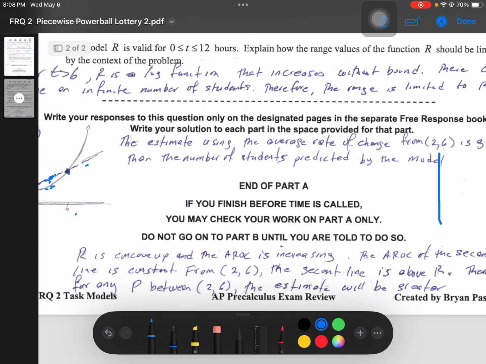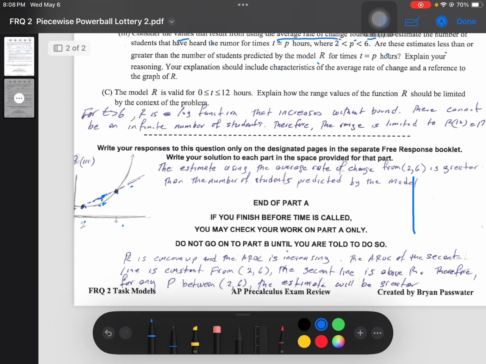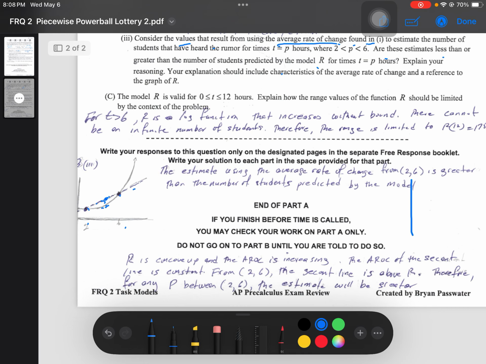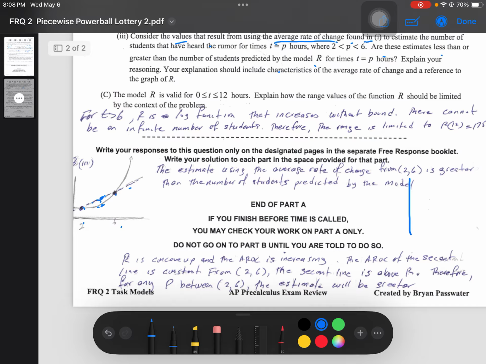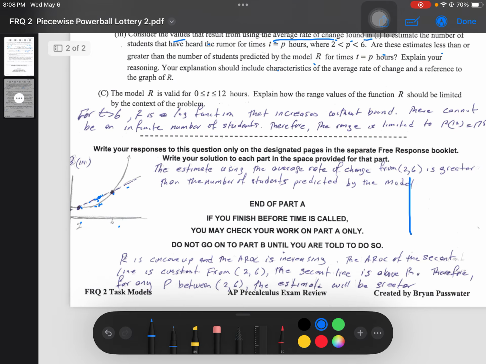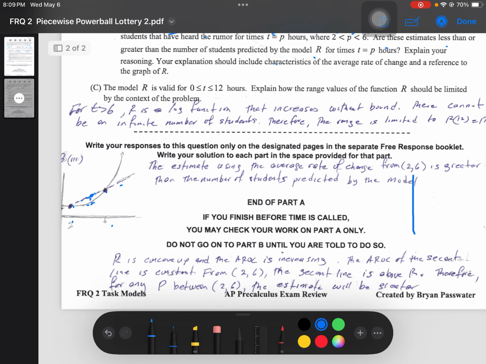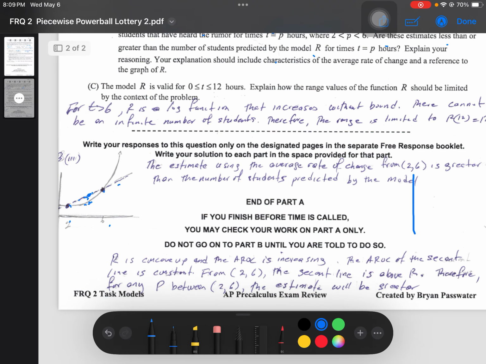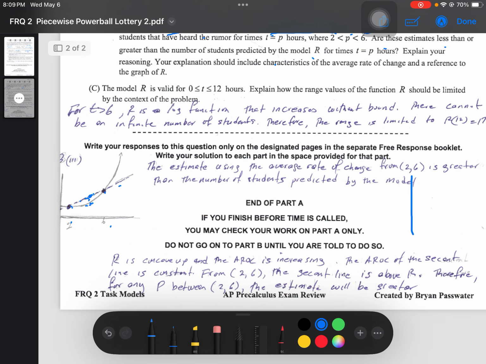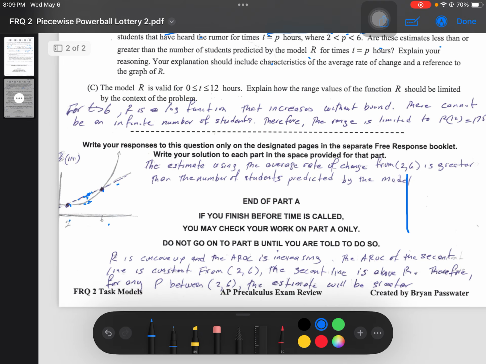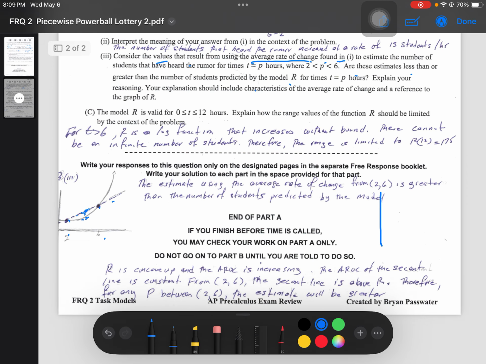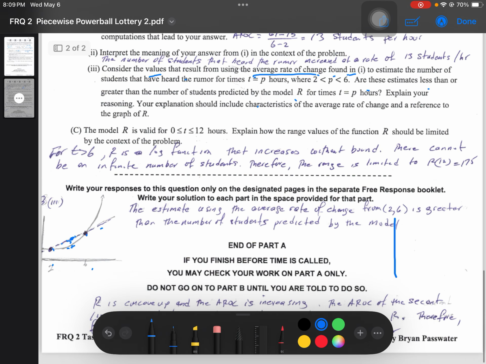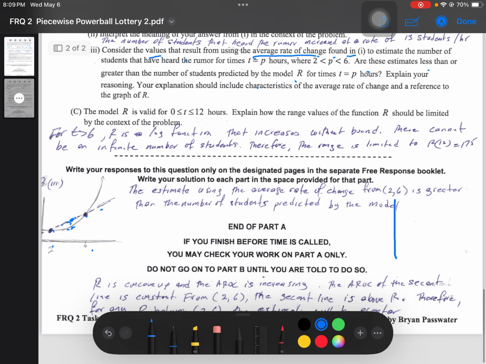But here I just explained that R is concave up, and the average rate of change is increasing. You must say that. Then I'm going to look at a secant line and say the average rate of change of the secant line is constant. So the average rate of change of the secant line is constant.